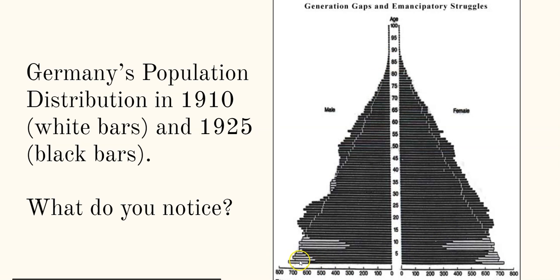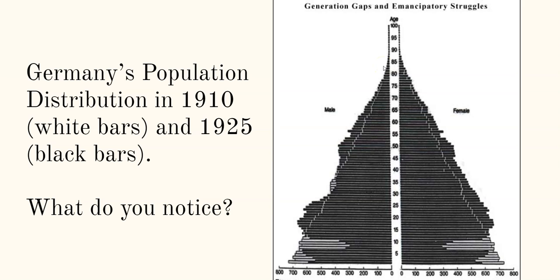So if you were to look down here, this would be 1910. There were approximately 750,000 one-year-olds. Or going up here, in 1910, there were approximately, I would say, 25,000 85-year-olds. That's how this is sorted.